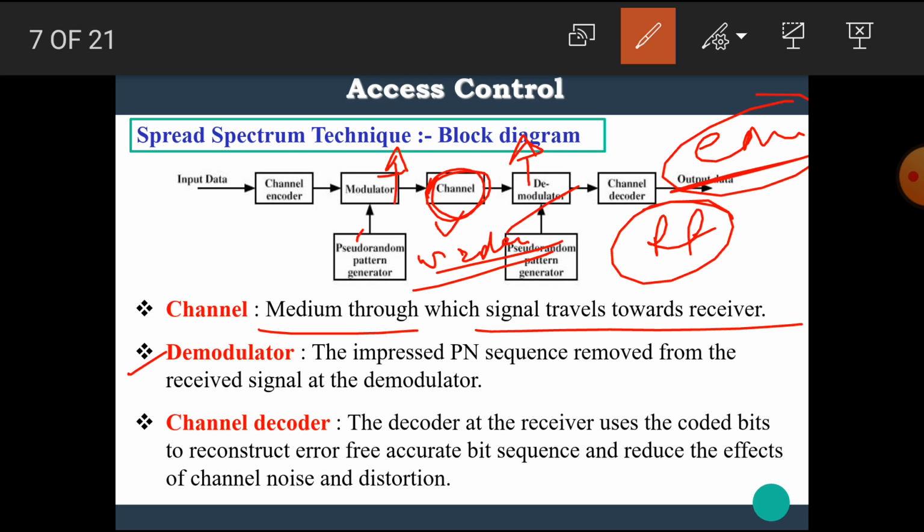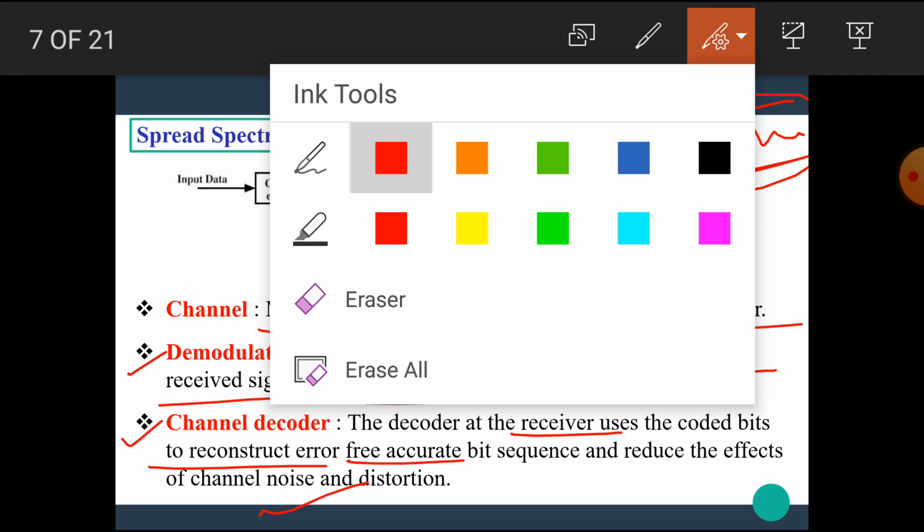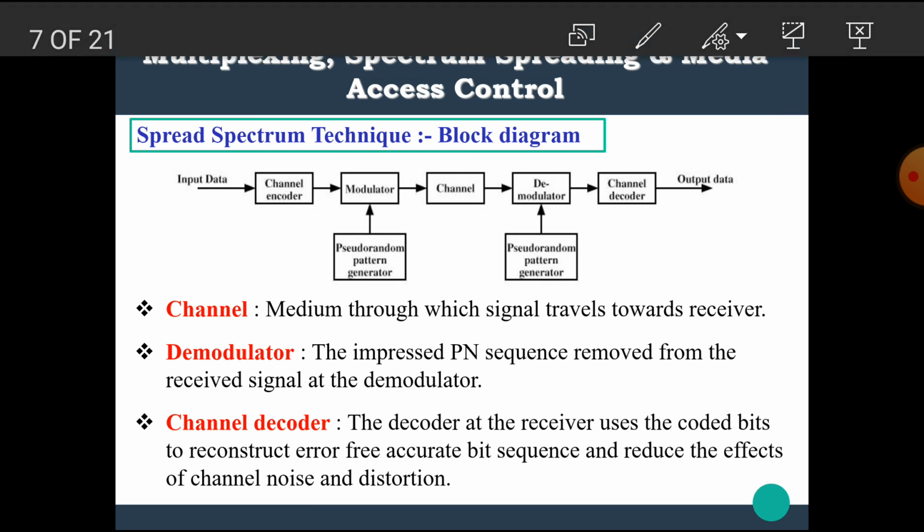The next is the demodulator. The impressed pseudo-noise sequence is removed from the received signal at the demodulator, and the channel decoder is used. The decoder at the receiver uses the coded bits to reconstruct the error-free, accurate bit sequence and reduce the effect of the channel noise and distortion. This is the basic block diagram of the spread spectrum technique.